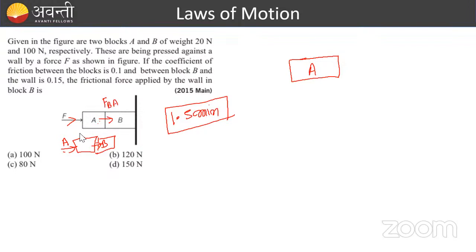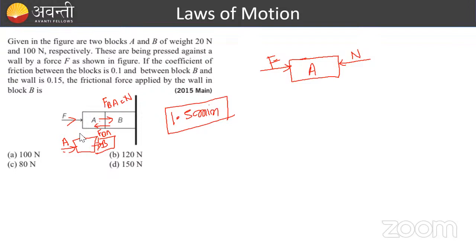This will create a reaction also. So B will also apply a force on A in this direction, right? So that will be what? FBA. इसको मैं चलो नॉर्मल रिएक्शन की तरह ट्रीट करती हूँ, N लिखती हूँ. Done. So on A, the force acting is F first, and on A, a force is also acted like this by B. Okay, so this is N.